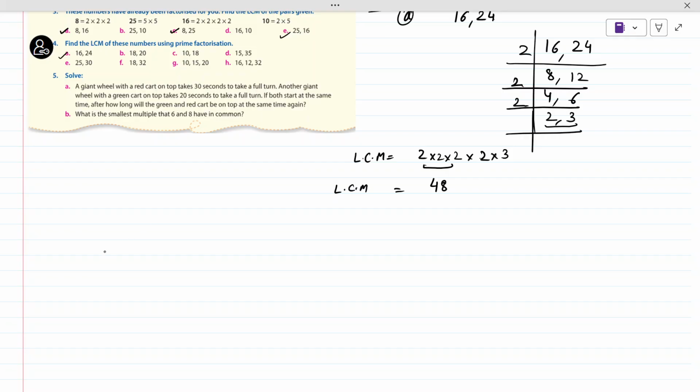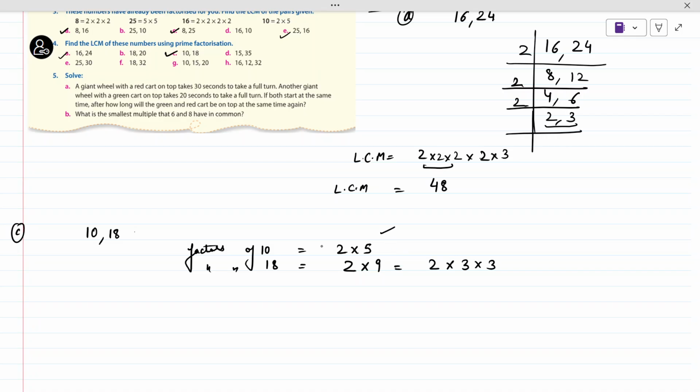Let us do another question. I am picking C part now, C for 10 and 18. So let us use another method now. For prime factorizations only, what are the factors of 10? Factors are 2 and 5. Factors of 18 is 2 into 9, and we can further write 9 as 2 into 3 into 3. So these are the factors of 10 and these are the factors of 18.